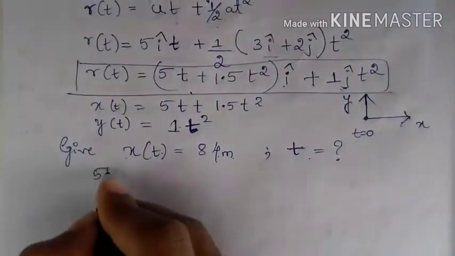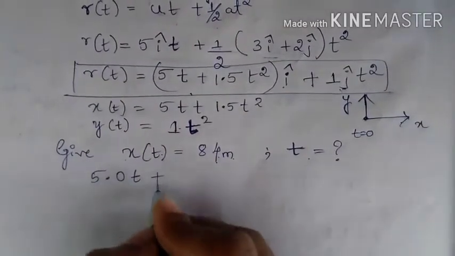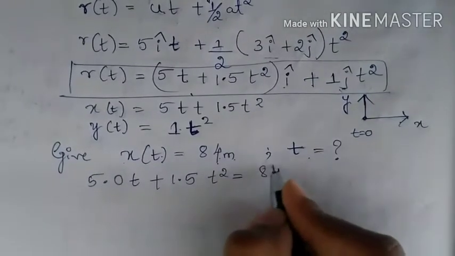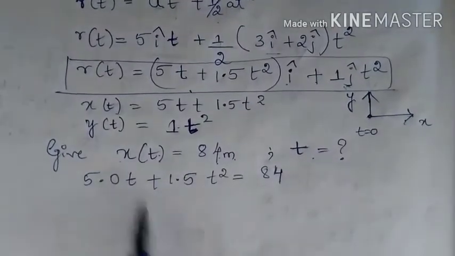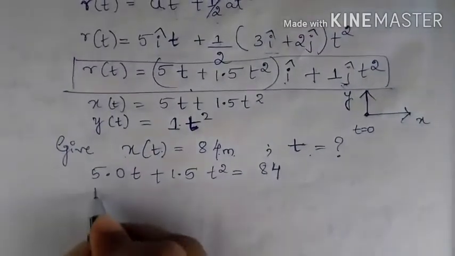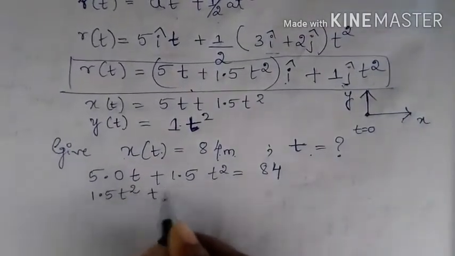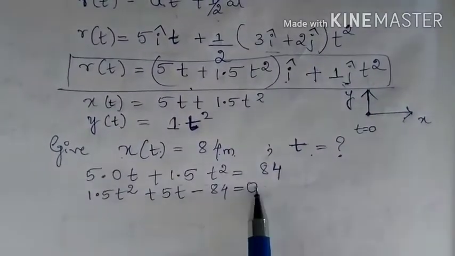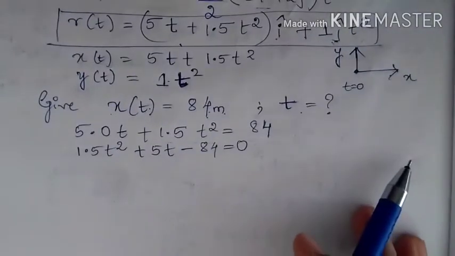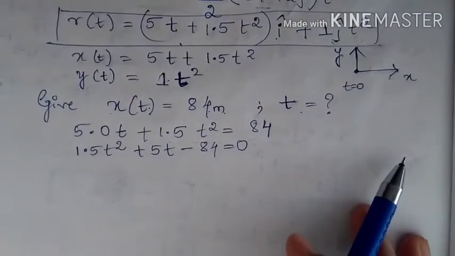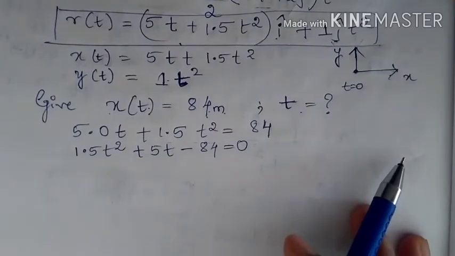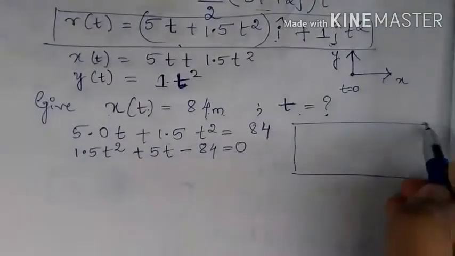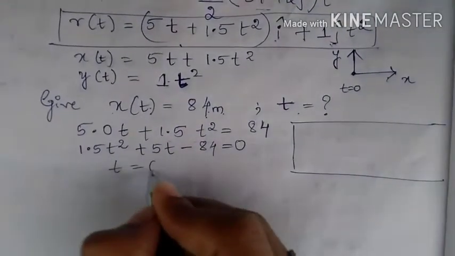Now 5.0 t plus 1.5 t square is equal to 84. If you solve this quadratic equation, 1.5 t square plus 5t minus 84 is equal to 0, how do you solve it? By using the formula minus b plus or minus root over b square minus 4ac by 2a. I'll write the formula here, solve that, and then you get t is equal to 6 seconds.